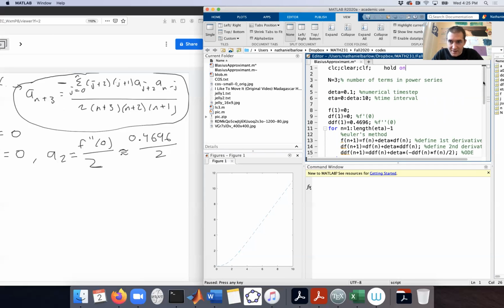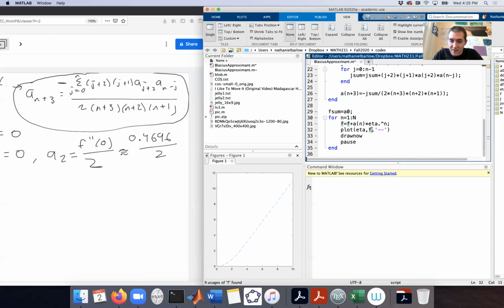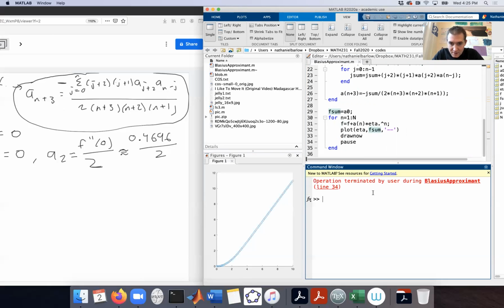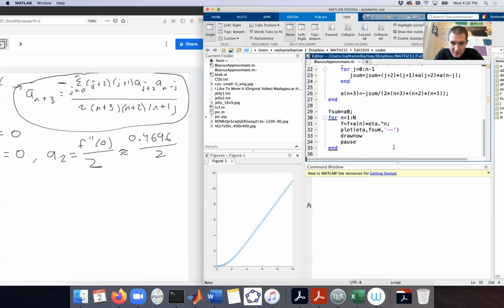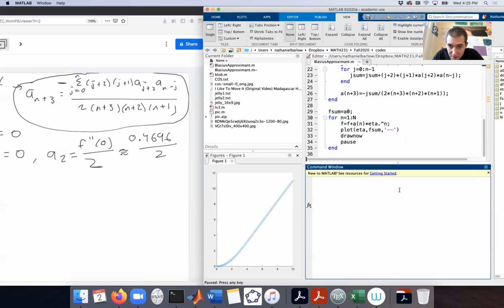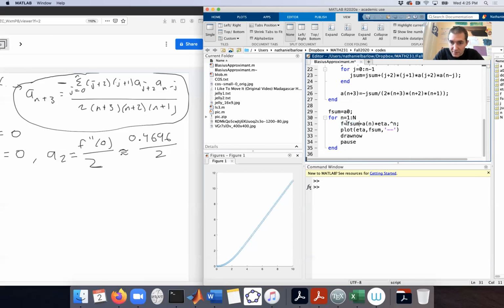That doesn't make any sense. Oh, this should be F sum. That's why it looks good. Okay. That's weird. It's not plotting anything. Oh, it's because these are not F sums. There we go.